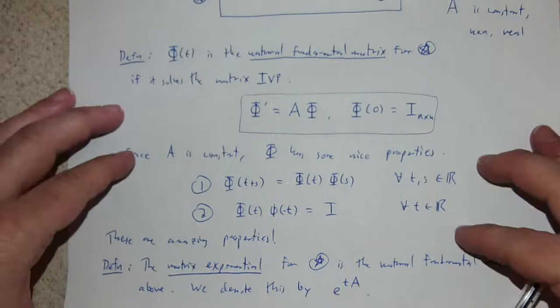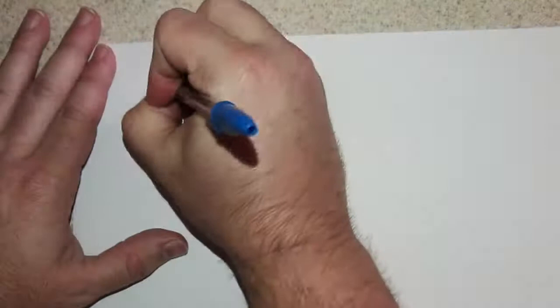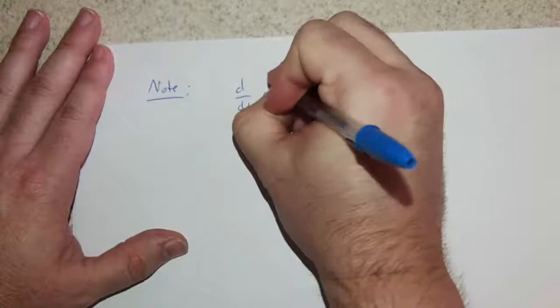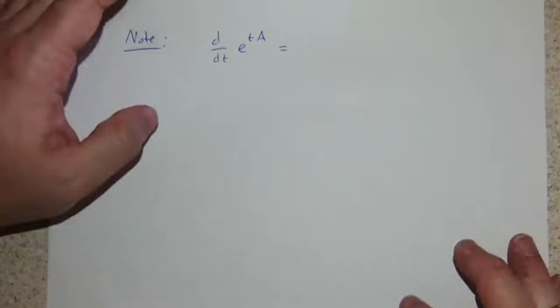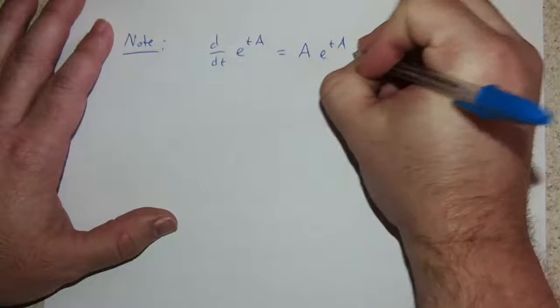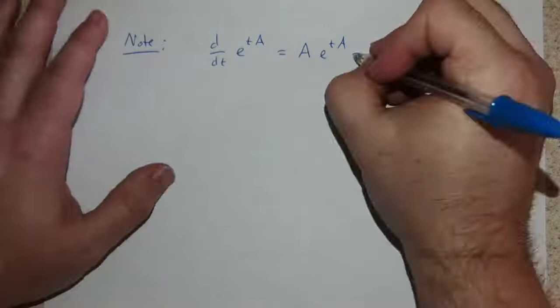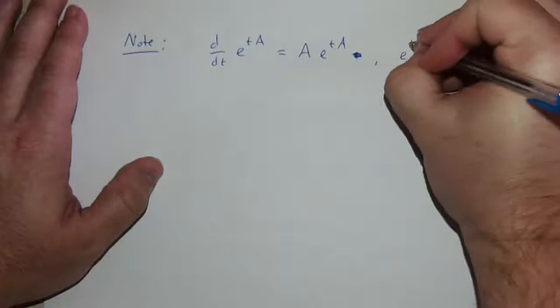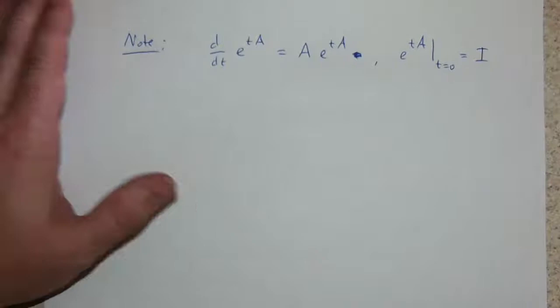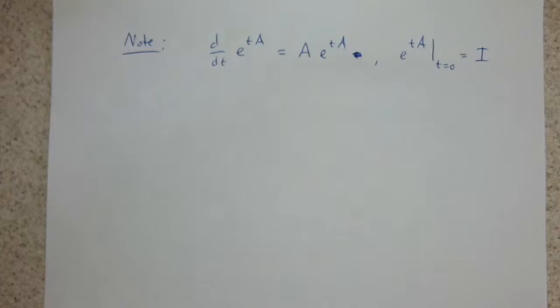Now, let's notice something here. Using this definition, we can check that the derivative of this matrix exponential e to the tA is what? Well, it turns out that this is A e to the tA, or A times x, if that's what you're concerned with. Maybe I should just leave it as A e to the tA. And e to the tA evaluated at t equals 0 is the identity. So this thing is really behaving like an exponential.